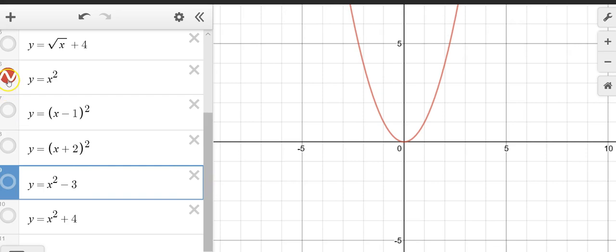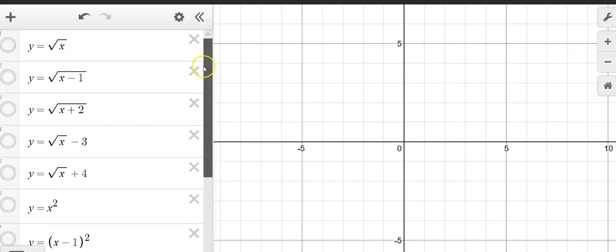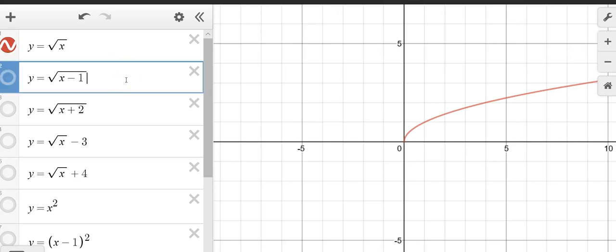Okay? Now, here's a positive square root function. What do you think is going to happen when we do this one?